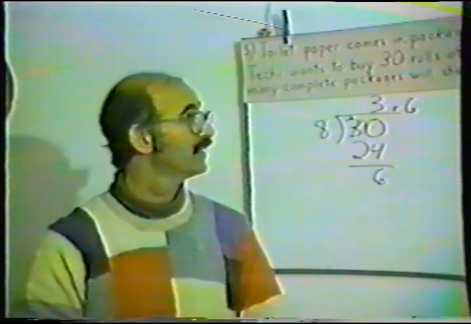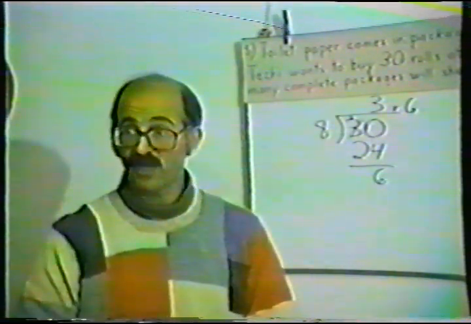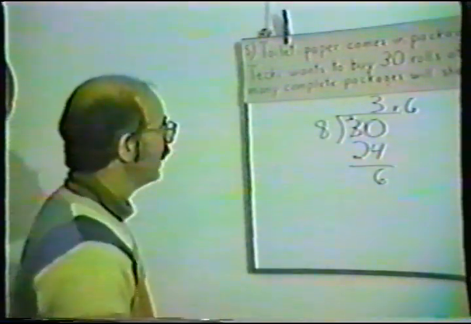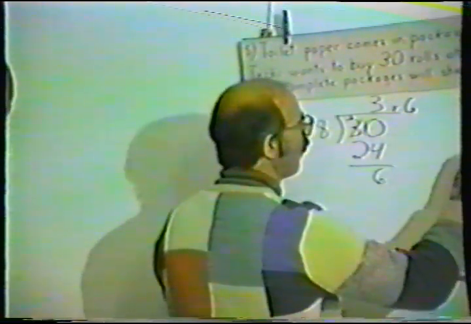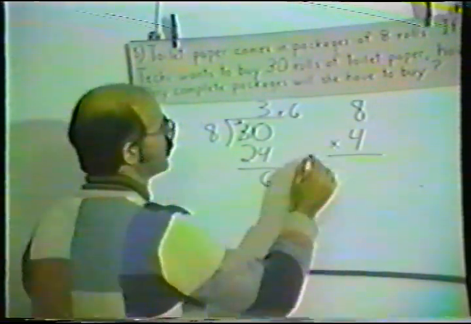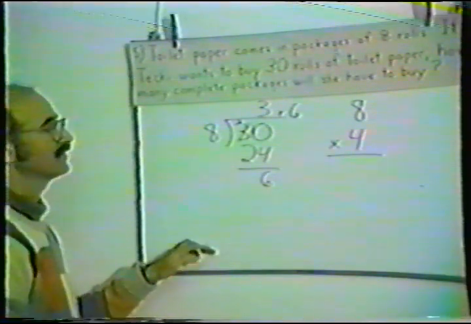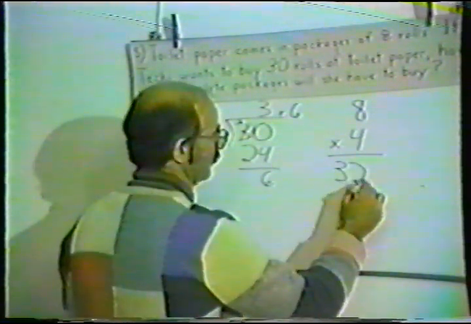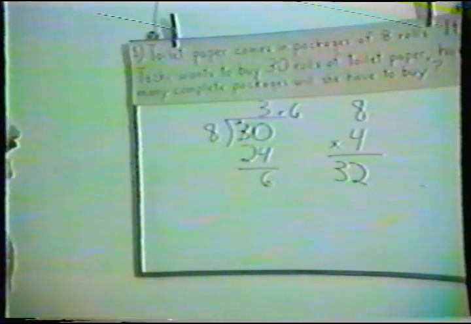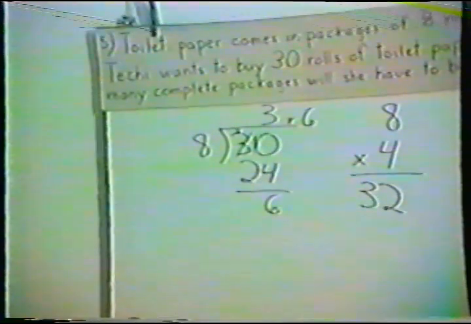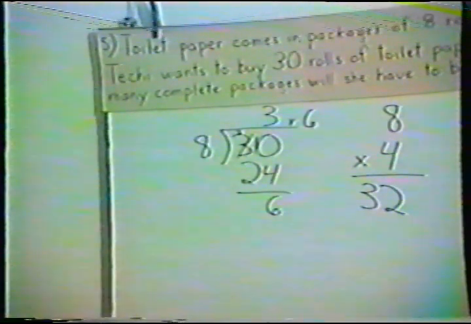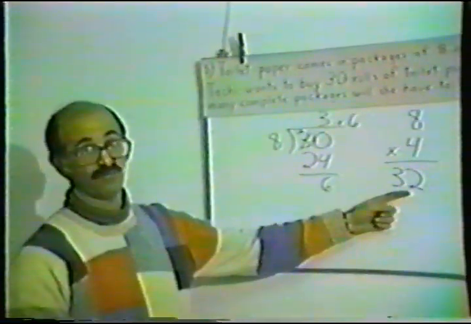Well, what number are we going to try next if 3 wasn't enough? 4. Let's try 8 rolls in a package with 4 packages. What's 8 times 4? 32. So she has to buy 4 packages with 8 rolls in each one in order to have the 30 that she needs. She'll be getting 32, and she'll have 2 left over.